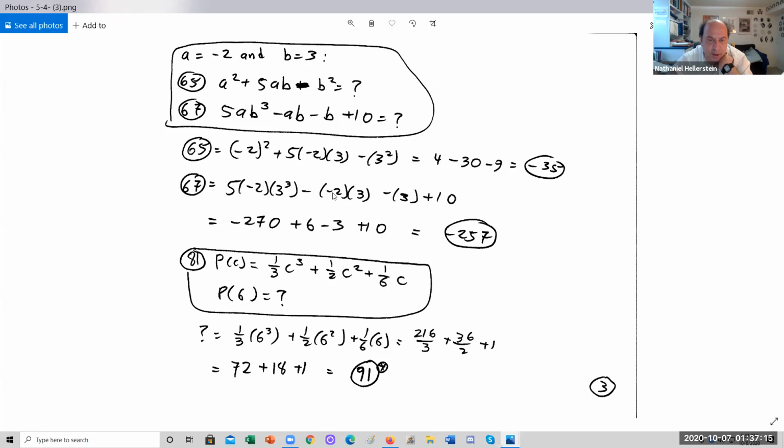Next term is minus a negative, so it's plus. 2 times 3 is a 6. Next term is minus a 3. Next term is plus a 10. Negative 270 plus 6 minus 3 plus 10 makes negative 257.